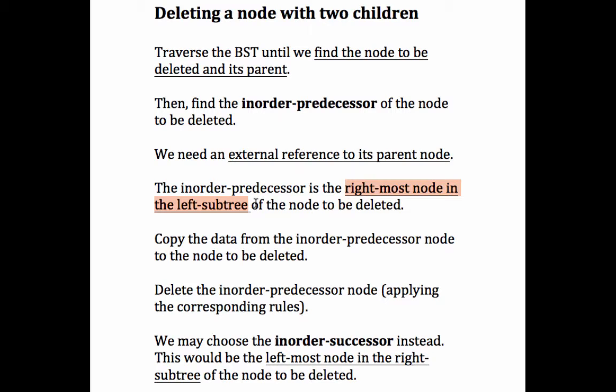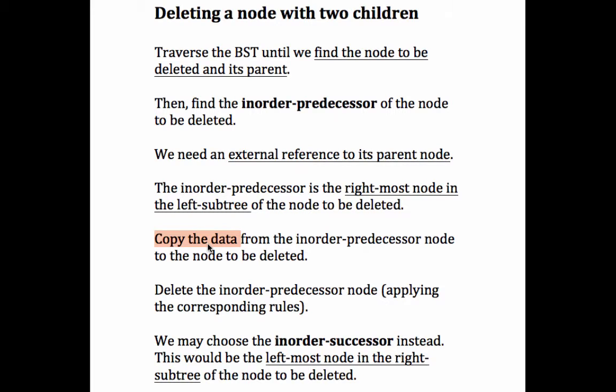And again, think about traversing the subtree in order and then realize that the rightmost node in the left subtree is the node that precedes, in order, the node that you want to delete. So what is the next step? The next step is, first we're going to copy the data of this in-order predecessor into the node that we want to delete. So we're replacing the data that we want to delete with the data that we found in the in-order predecessor, all right?